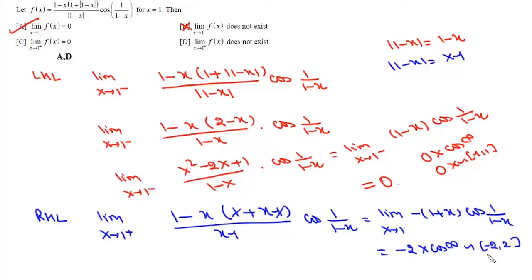And since this value is oscillating, this limit does not exist. So this right hand limit does not exist. So the correct options are A and D.